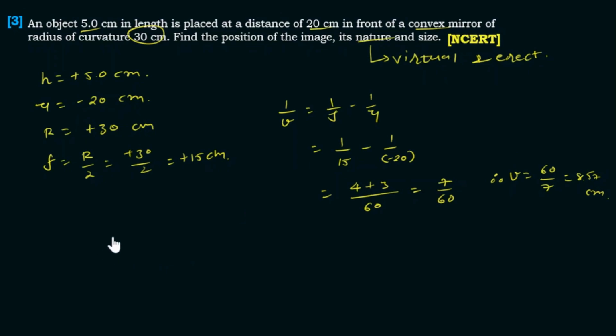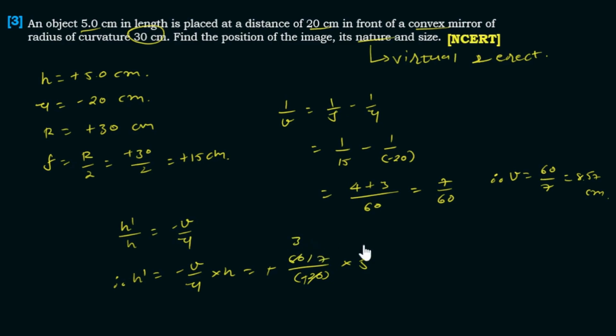Now to find the size, we have the formula of magnification equals h dash by h equals minus v upon u. Therefore, h dash can be written as minus v upon u into h. So minus the value of v is 60 upon 7, the value of u is minus 20, the value of h is 5. So this minus and minus will be cancelled. 20 divided by 60 will be 3. So it will be around 15 by 7 centimeter, which is ultimately less than 5 centimeter. So ultimately the size of the image will be diminished.